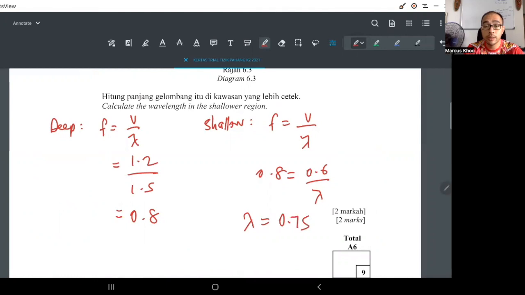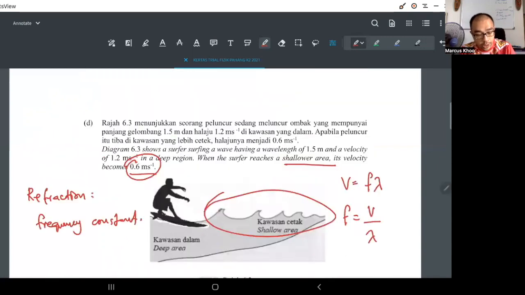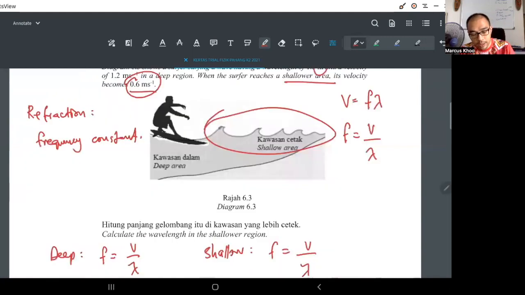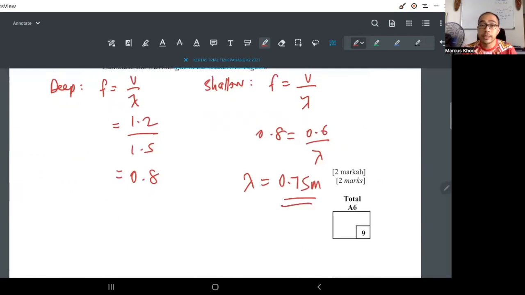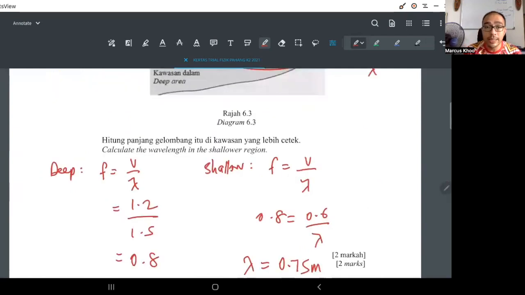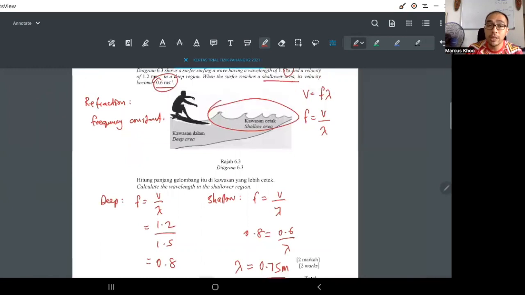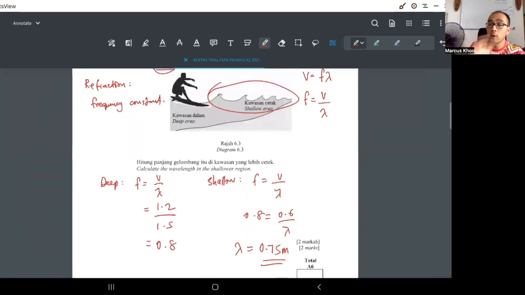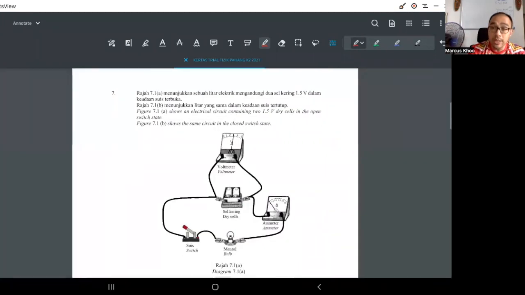Okay, hold on now. You should get 0.75. Then you take the same unit, meters. So 0.75 meters. For refraction, remember, the frequency is constant, always the same. Only for refraction. So that's why you can count the wavelength or the velocity in the shallow area. Whether it's deep or shallow, the frequency is constant. Only the velocity changes.